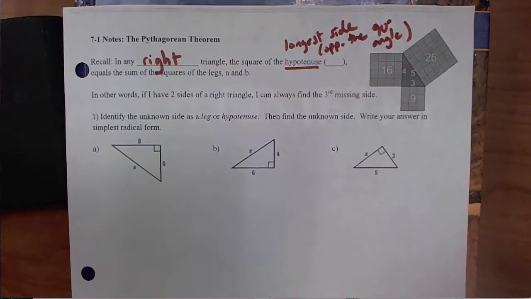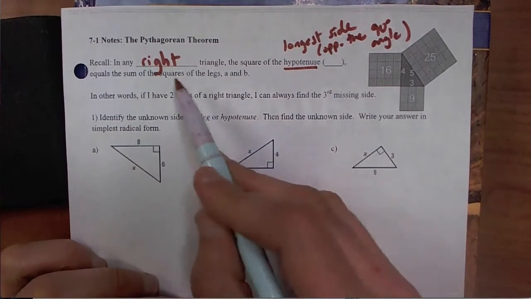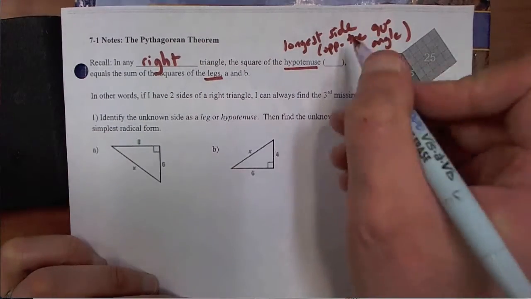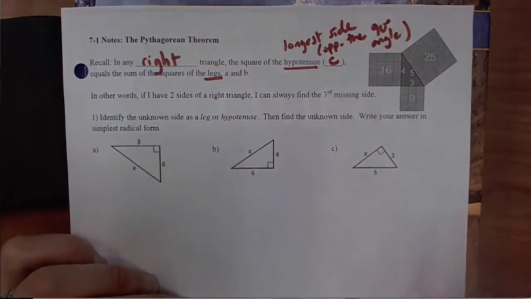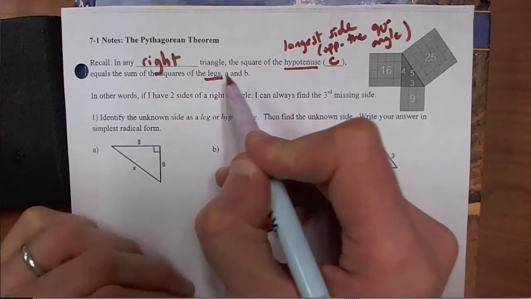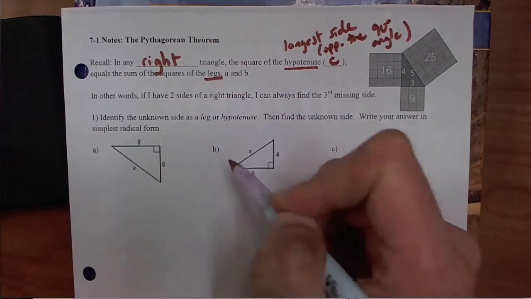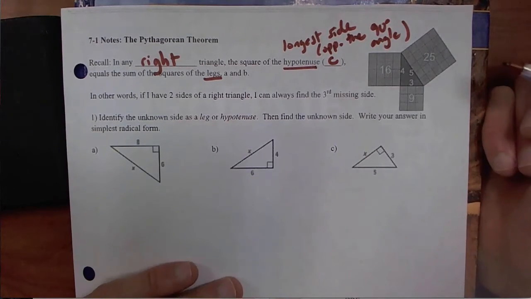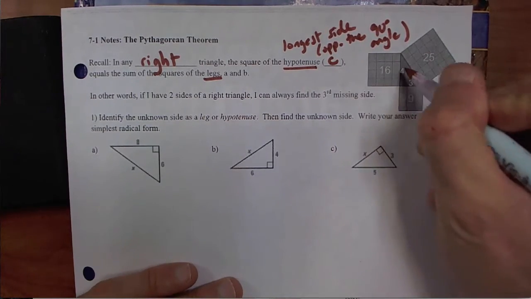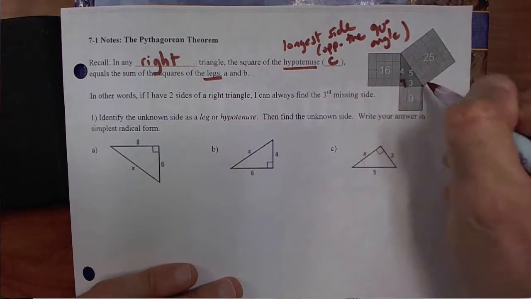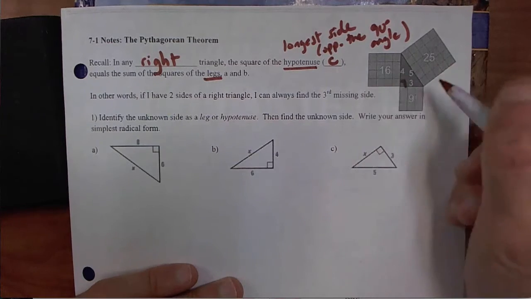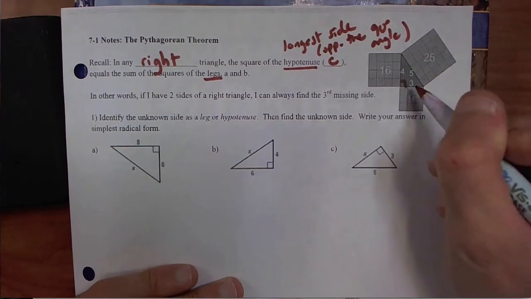Okay? The square of the hypotenuse equals the sum of the squares of the legs, A and B. So we call the hypotenuse C. We call the legs A and B. It doesn't really matter which you call A and which you call B, but the biggest one has to be this guy right here. So what it's saying is if I have a right triangle, this side is my A, this is my B, and this is my C, or you could make this your A, this your B, whatever.